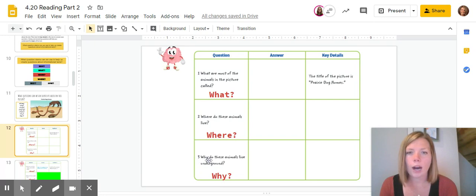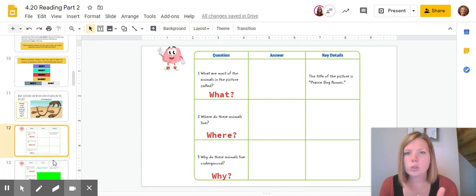Three, why do the animals live underground? So I noticed in the picture that they're underground. I want to know why. Okay, so again, what are most of the animals in the picture called? Where do these animals live? And why do these animals live underground?